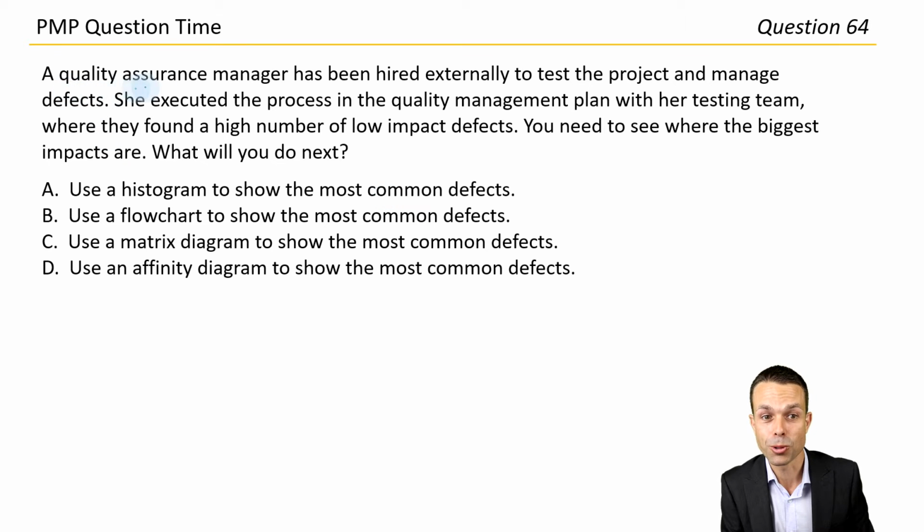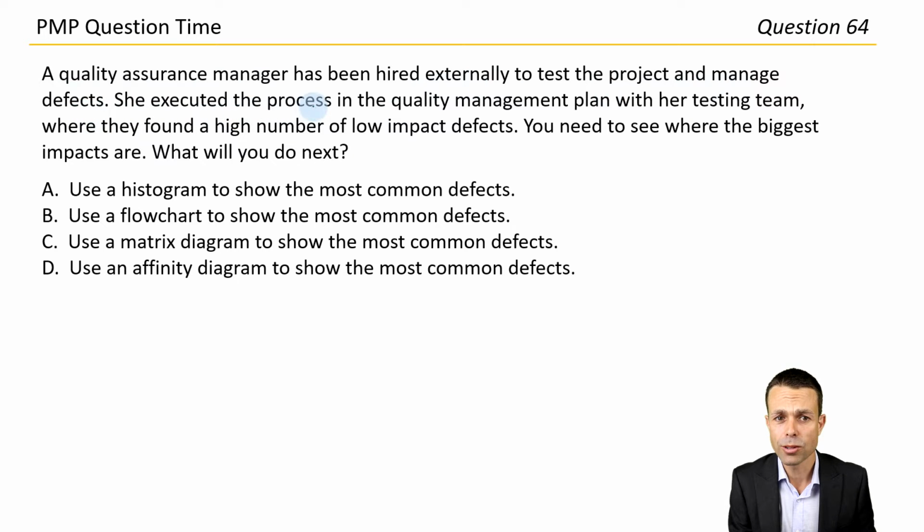A quality assurance manager has been hired externally to test the project and manage defects. She executed the process in the quality management plan. Great. So that's the process. That's exactly what she should be doing. That's fantastic.